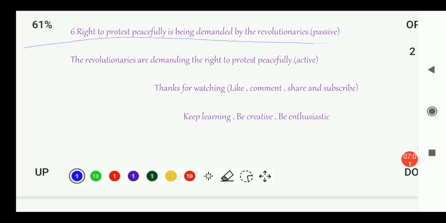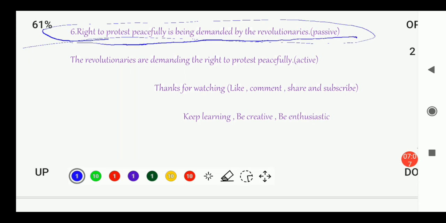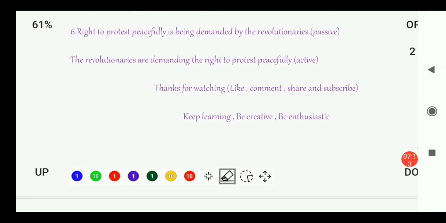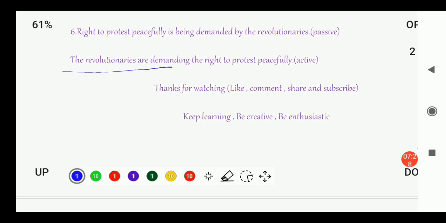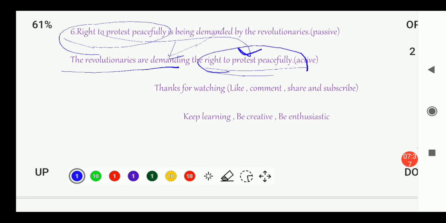Similarly, the passive form of the next sentence given is, right to protest peacefully is being demanded by the revolutionaries. On converting it into active voice, the sentence will become, the revolutionaries are demanding. Demanded is converted into demanding, that is the ing form of the verb. Are is being used because revolutionaries is plural in form. And what they are demanding is right to protest peacefully. That is being put at the end, that is the object actually. So we write it at the end. Revolutionaries are the subject, that is being put at the starting of the sentence, and demanded is converted into demanding.